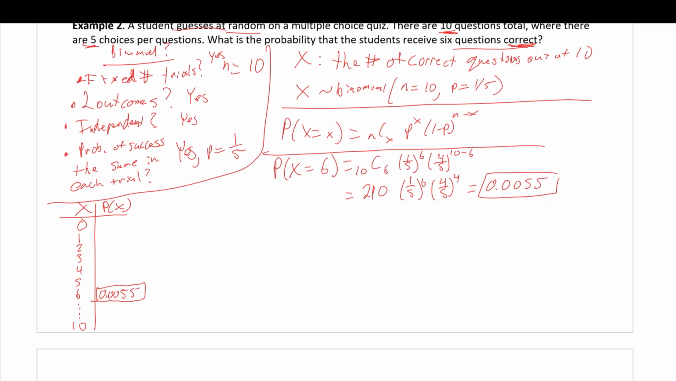Okay, again, all you have to do is just change that 6 to any other number with the same p and n, and you can generate all the other probabilities. Okay. All right, now that wasn't too bad, right? You just have to figure out what the n, p, and x are. But there's an easier way, as long as you have a calculator.